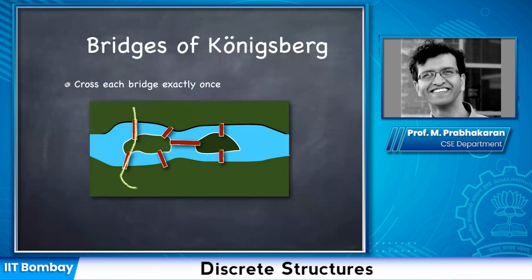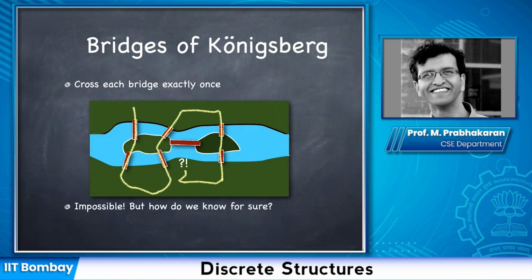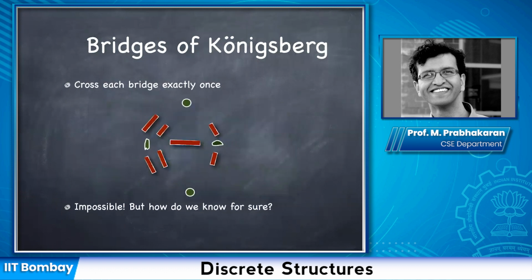You could try going around, being careful not to repeat any bridge twice, but at some point you get stuck. And it turns out that it's actually impossible to solve this puzzle. But how do we know for sure? We could answer that by modeling this problem as a graph. So here is what the graph would look like. The nodes are simply the land masses, and the edges are the bridges.